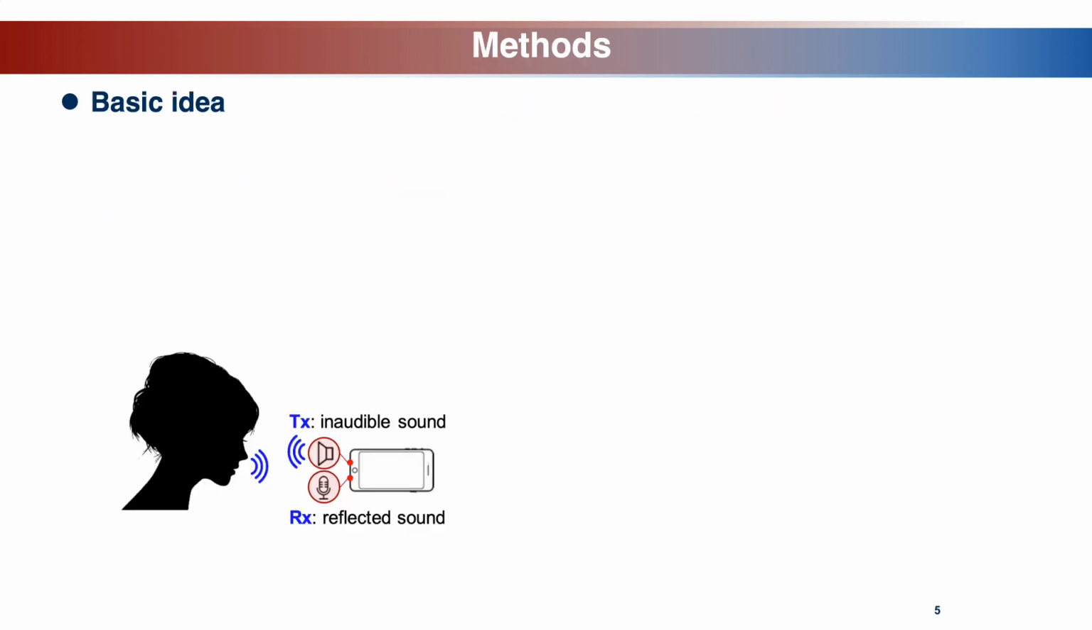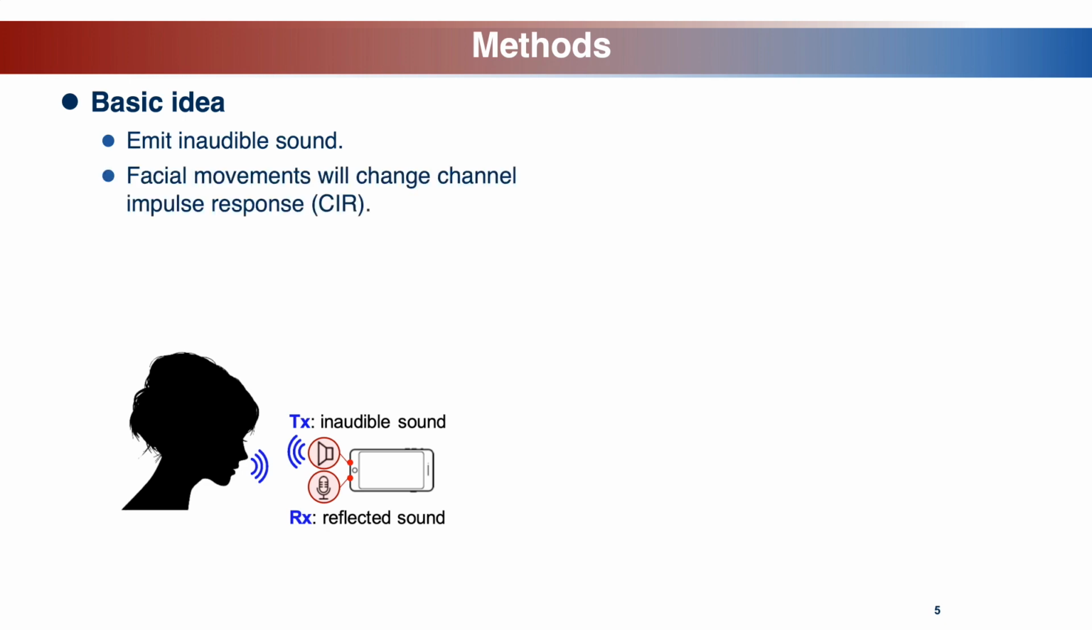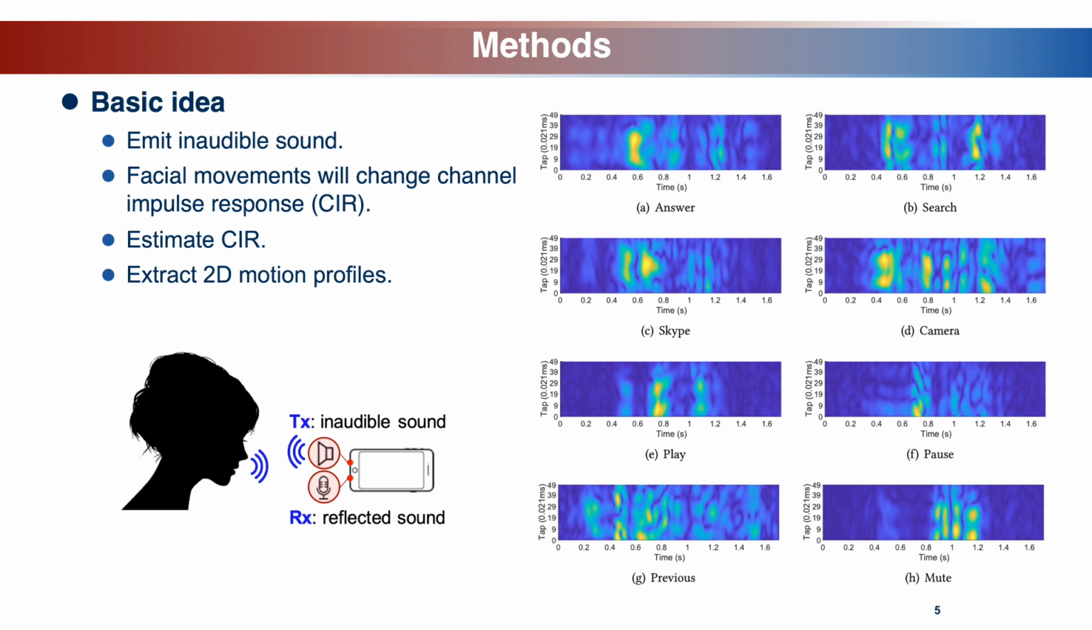The basic idea of Endophasia is that we use a mobile device to emit inaudible sound. When a user issues silent commands, the facial movements will change the channel impulse response. We can estimate the CIR at the receiver side. Then, extract the 2D motion profiles to indicate the synthesized movement of facial components. Finally, we can infer the commands with motion profiles as shown on the right, where we show examples of 2D motion profiles of 8 commands.